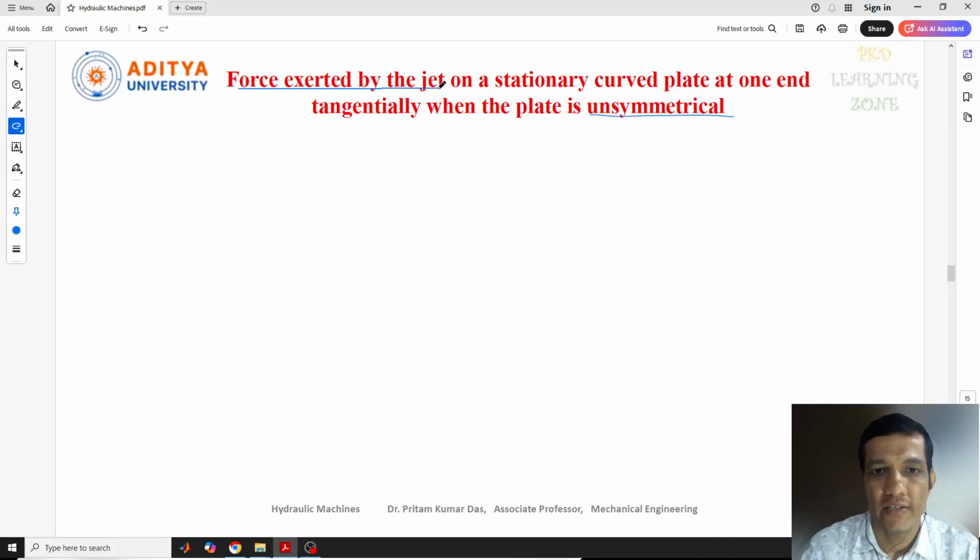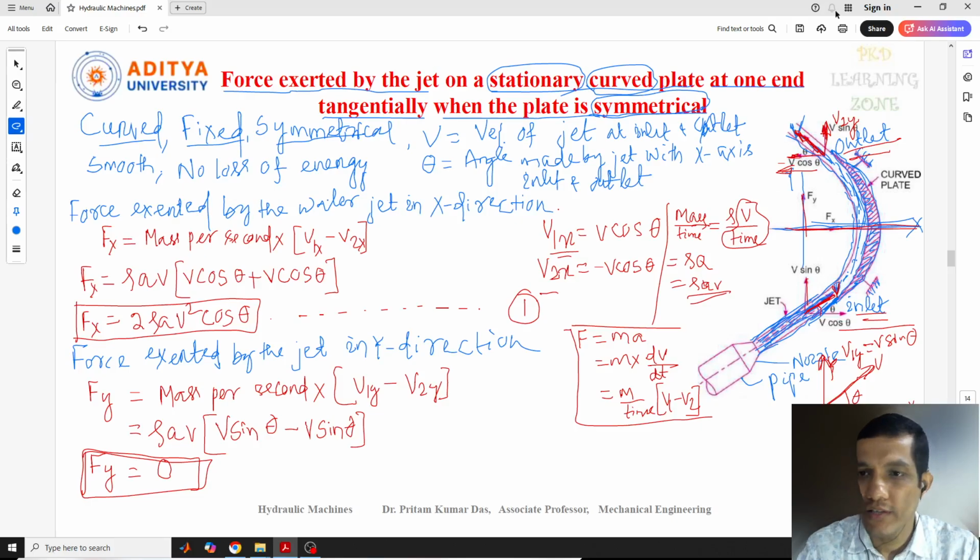The force exerted by the jet on a stationary curved plate at one end tangentially when the plate is unsymmetrical. So in the unsymmetrical condition, all the things will be same here.